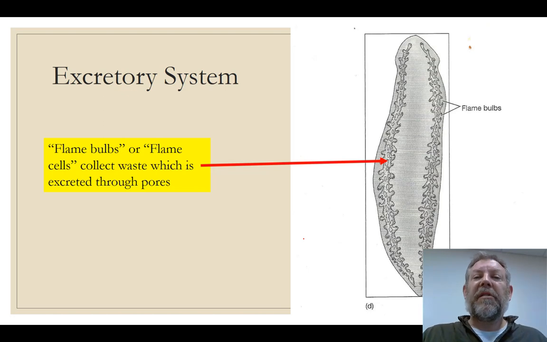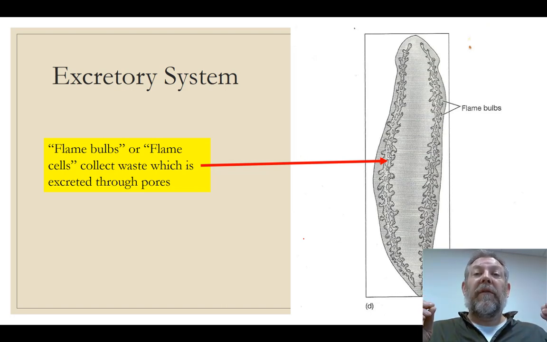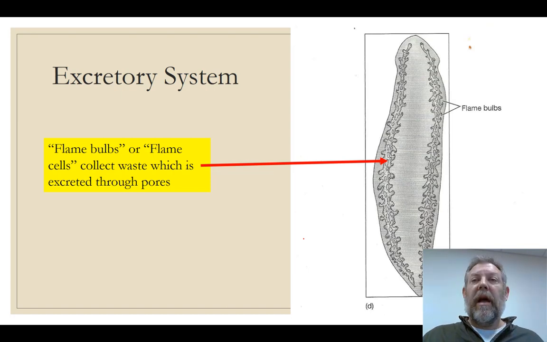The excretory system is pretty interesting, and here's a figure highlighting just where the excretory system can be found. And it's not as complicated as, say, in a vertebrate, but they have these cells called flame cells or flame bulbs. And these are cells which are used for osmoregulation or used to get rid of waste. And then you see those flame cells are connected to channels that have pores that go to the outside of the body. So this is a way for them to collect waste or to collect water or whatever they need to get rid of. And then they've got those pores that they can expel it out of their body.